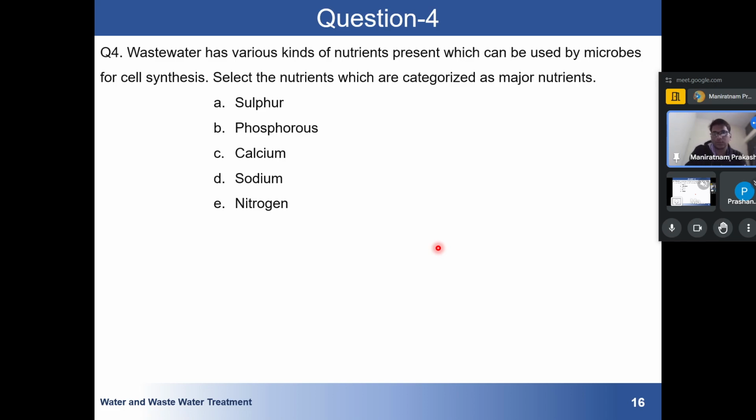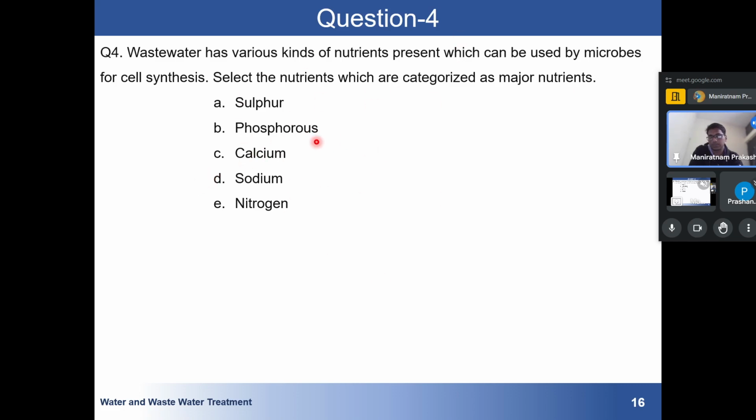The question is, wastewater has various kinds of nutrients present which can be utilized by microbes for cell synthesis. Select the nutrients which are categorized as major nutrients. Remember, out of these 5 options, all 5 are nutrients, part of nutrition. The question is about major nutrients. Major means those which help in the formation of the cell and their survival. You have to mark those.